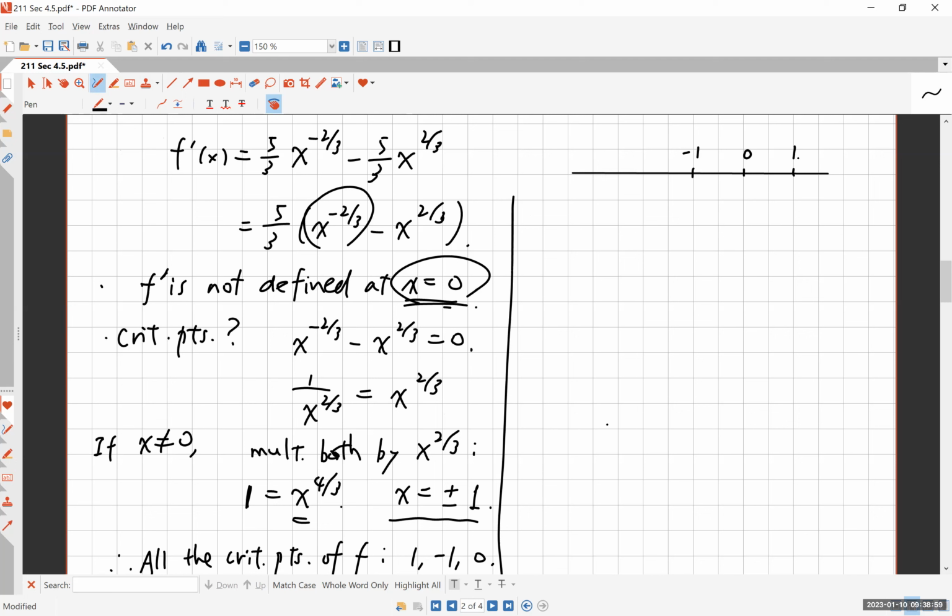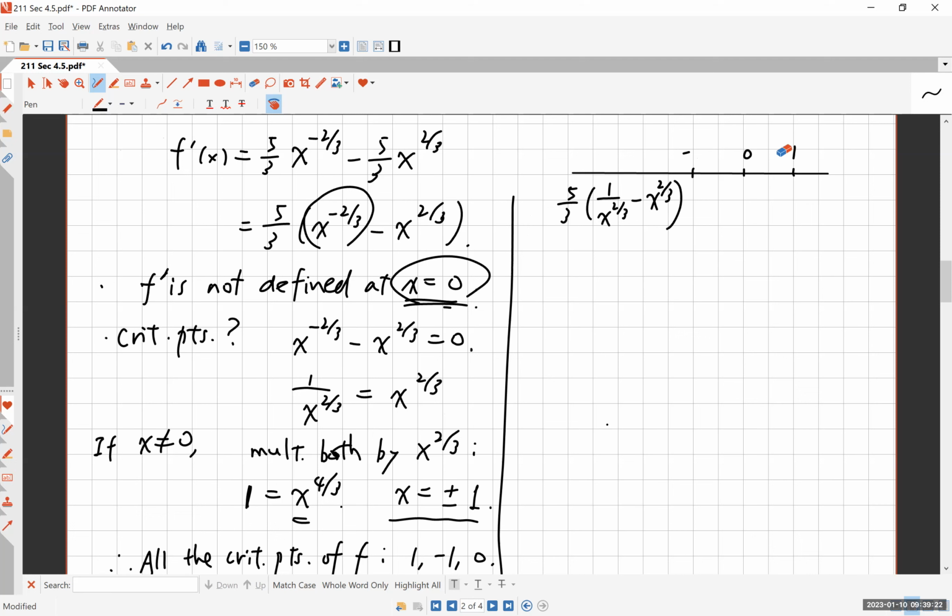This one is slightly trickier because, well, you know, I just have this. Okay, so how do you write the derivative of this thing here? I don't have a factored form in here, right? So it's 5/3 and then 1 over x to the 2/3 minus x to the 2/3.